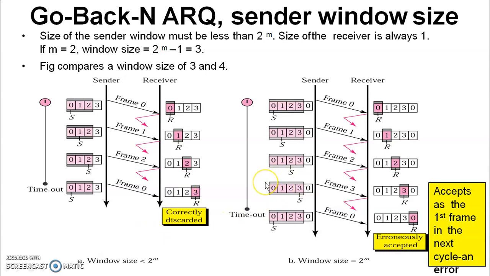Suppose my window size is equal to or greater than 2 to the power of m. This is the case where I have taken equal, because my m value is 2. So 2 to the power of m is 4. So my window size is 4. This is the case where the window size is equal to 2 to the power of m.